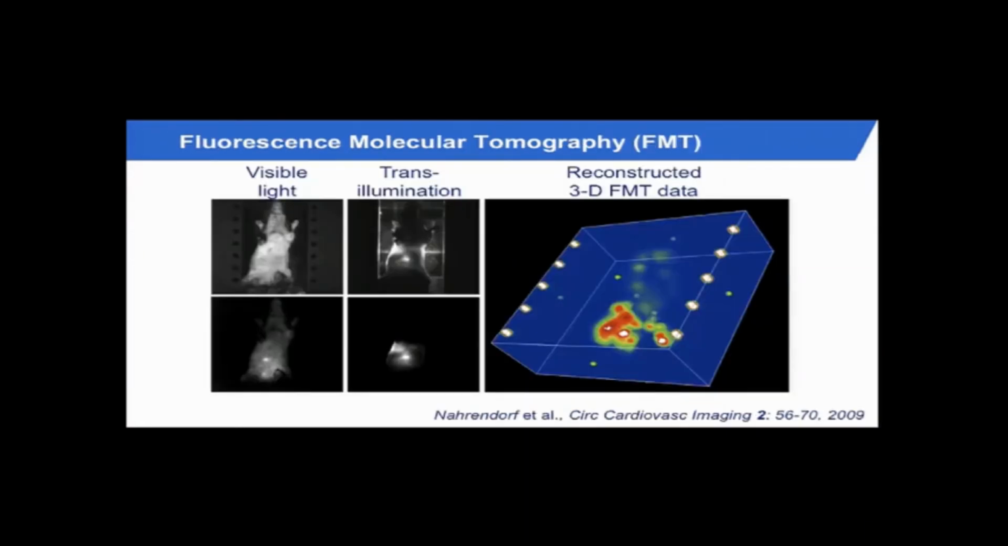For small animals and invasive procedures, optical techniques also can contribute a lot to atherosclerosis imaging and biological understanding. I'm showing one example of that. Studies pioneered by Matthias Nahrendorf from Boston, who's developed a fluorescence molecular tomography technique, where the 3D spatial distribution of an optical agent can be very nicely visualized at the whole animal level.